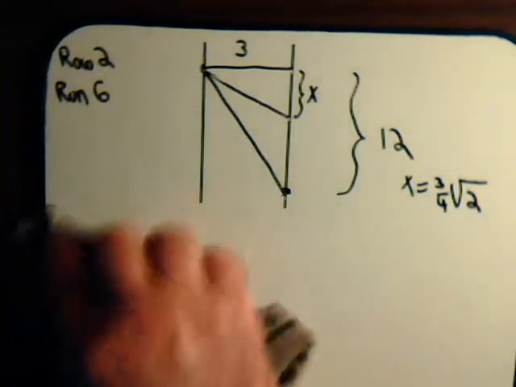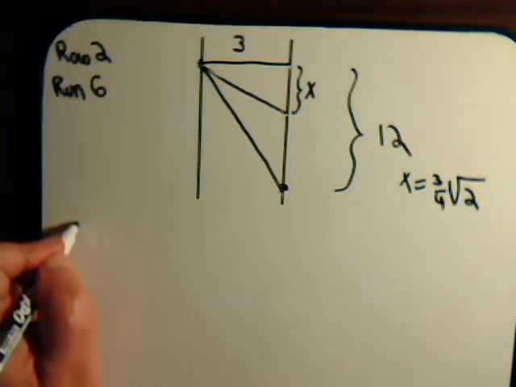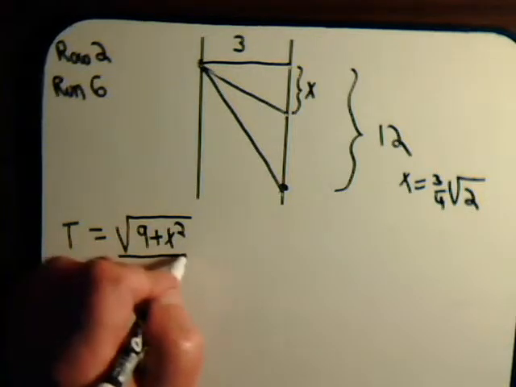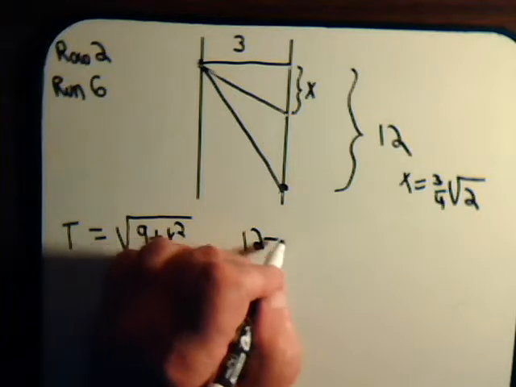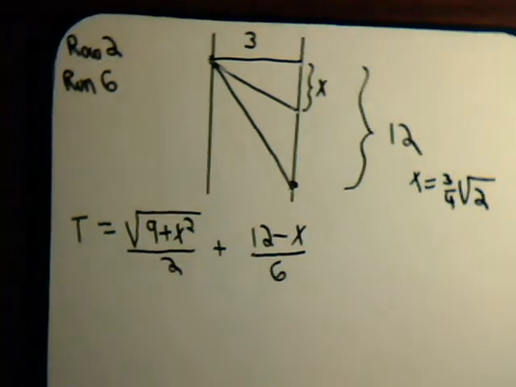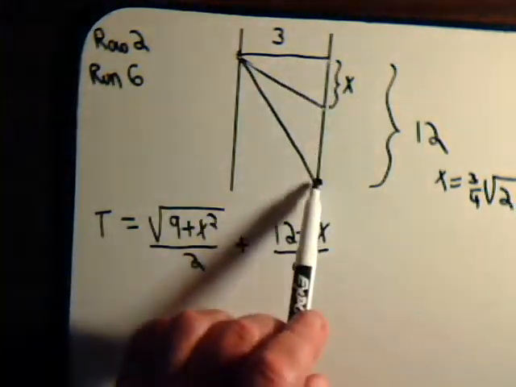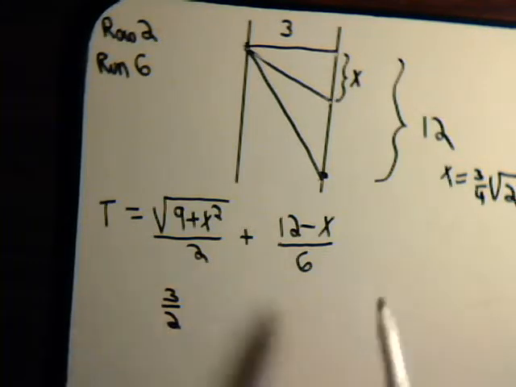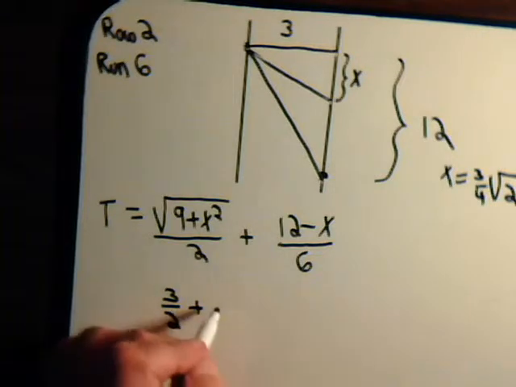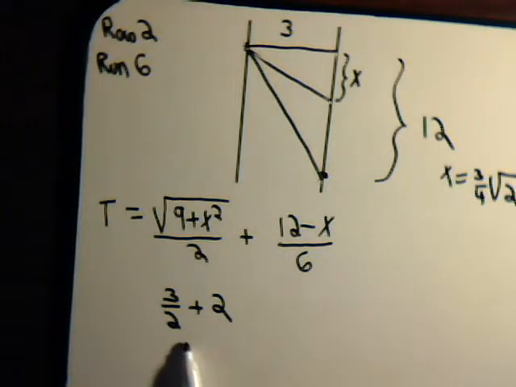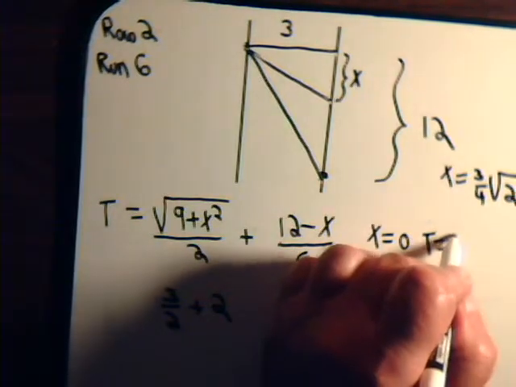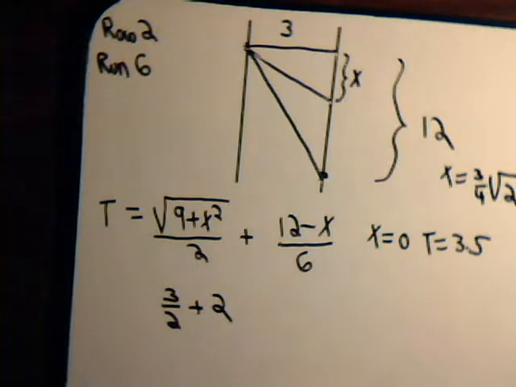We should first write down, which we just erased, our equation for the time. Time, remember, was the square root of 9 plus x squared divided by 2, plus 12 minus x divided by 6. Okay, x equals 0, meaning we're just rowing directly across and running the 12 miles. So the time would be, square root of 9 is 3, so we have 3 over 2, x is 0, plus 2. So that's 7 halves, or 3 1/2. So when x equals 0, time equals 3.5.